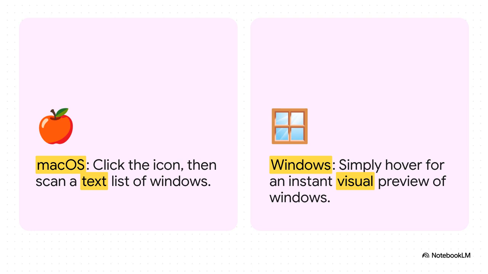On a Mac, finding a specific window is this two-step dance. You click the icon, then you have to read and scan a list of text. Now compare that to Windows, where you just hover for a second and you get an instant visual preview of the window. It sounds like a small thing, but trust me, the impact on your day-to-day efficiency is massive.